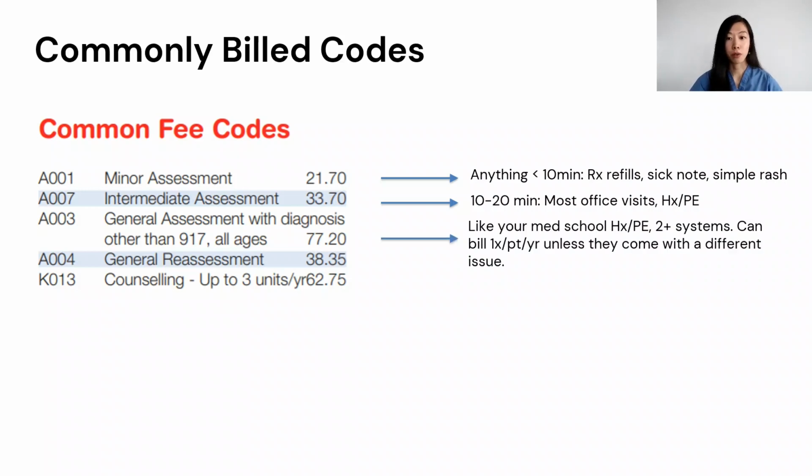And your A003 is basically like your med school history and physical, when you're examining 2 or more systems. And this you can only bill 1 time per patient per issue per year, unless they come in with a separate issue, then you can bill it again. And one point I wanted to make regarding sick notes: you're just doing the assessment in order to write the sick note, but for the actual sick note itself, some clinics will charge the patient and ask the patient to pay. That's going to be talked about in the second part of this lecture.